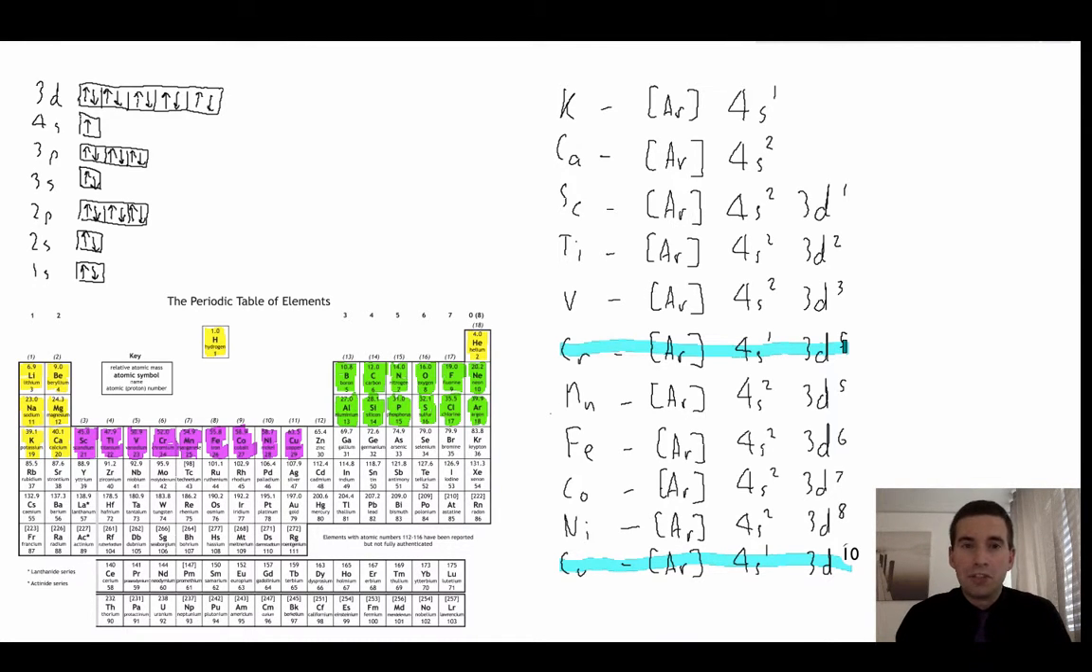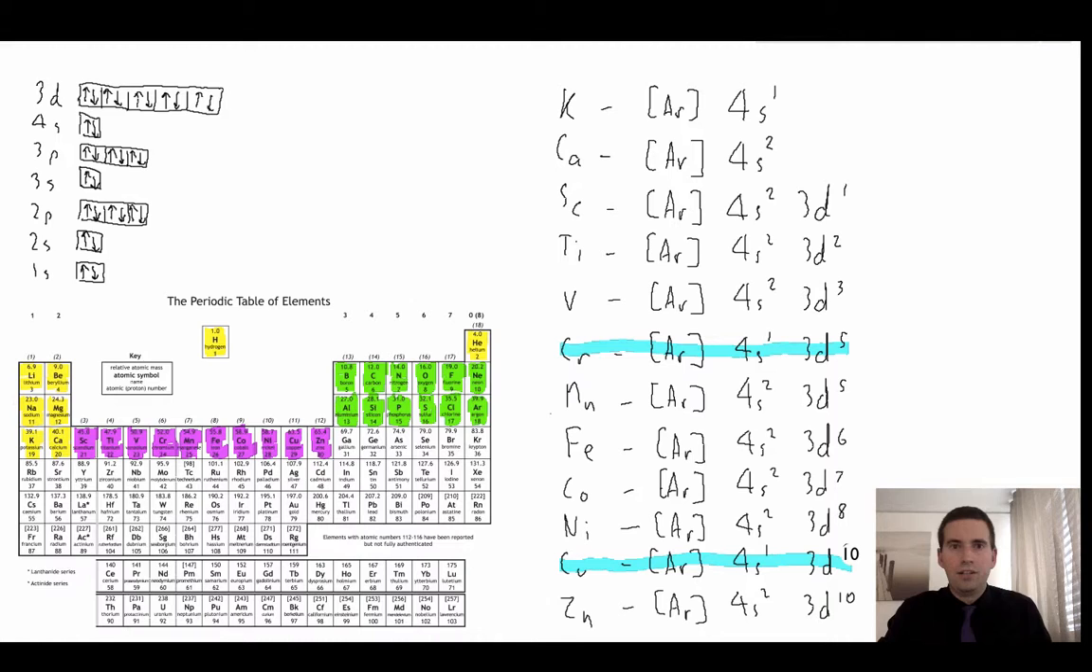Okay, and we'll just finish off with zinc. Zinc just fills up the 4s subshell. And there we go. All 30 elements that you need to know. You need to be able to write the electronic configuration, which I did on the right hand side. You might also need to draw the orbital diagrams, which I did on the left. So make sure you can fill them up properly.